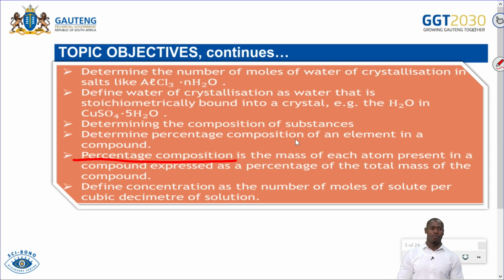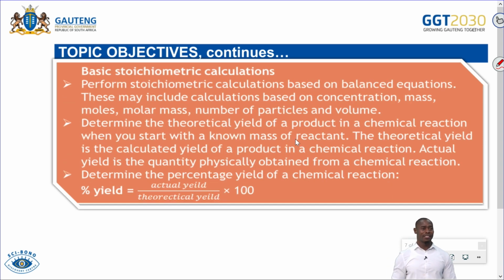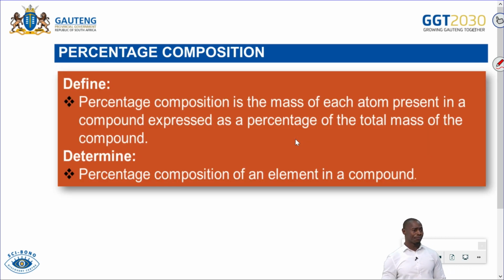So what is percentage composition? It is the mass of each atom present in a compound expressed as a percentage of the total mass of the compound. The mass of each atom present in a compound, expressed as a percentage of the total mass of the compound. That is how we have to define the percentage composition. Let's go to the next question.